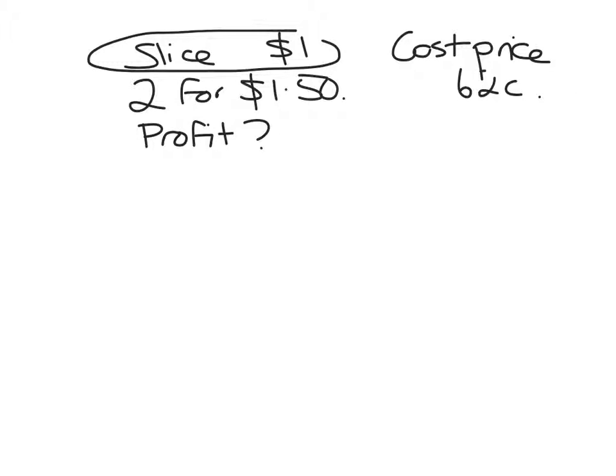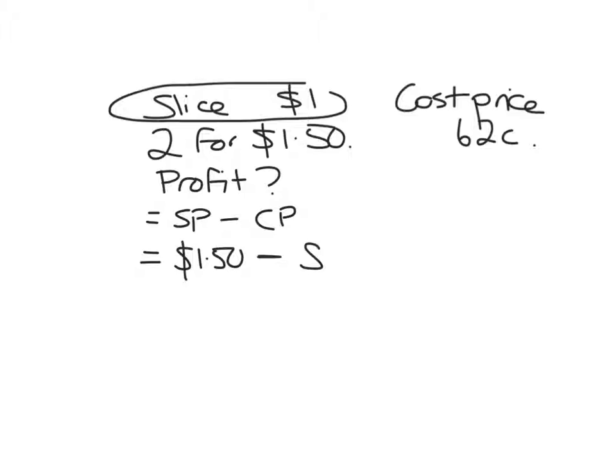Well, remember, profit is going to equal the selling price take the cost price. So your selling price is $1.50. Your cost price, you can go, oh, it's 62 cents. It's not quite 62 cents because now you're selling 2. So your cost price for 2 is going to be $1.24. So then we go 150 take 124, and that gives us 26 cents.